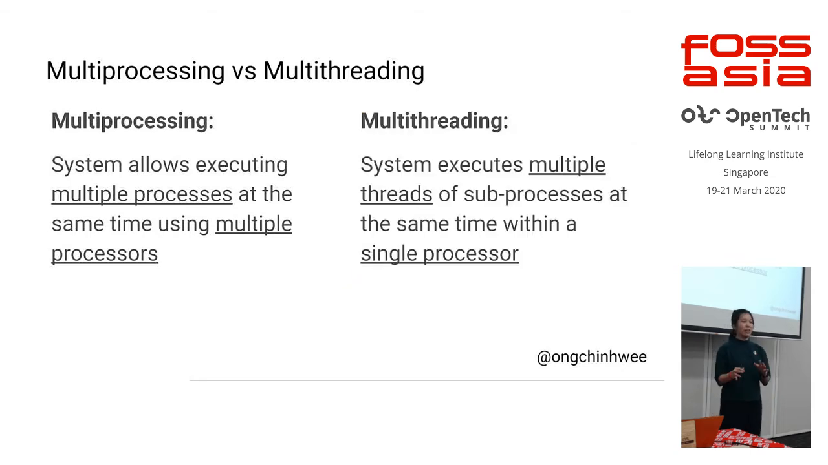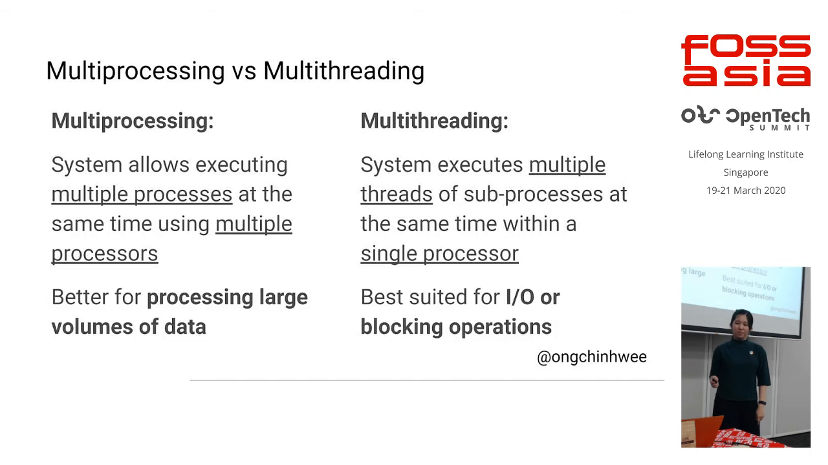For multi-threading, it's executing multiple threads of sub-processors at the same time within a single processor. An example would be, let's say I have a single processor which usually has two threads in a core, and then one thread does something, and then another thread will do something else.